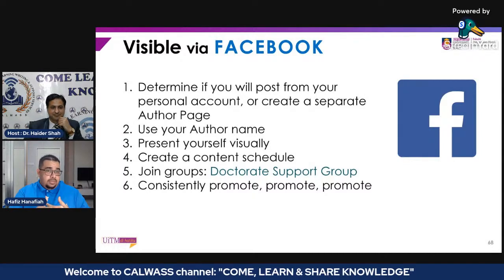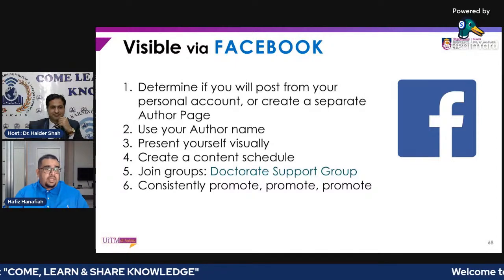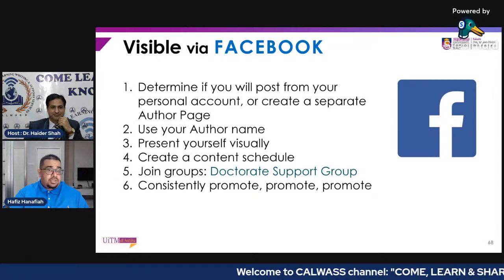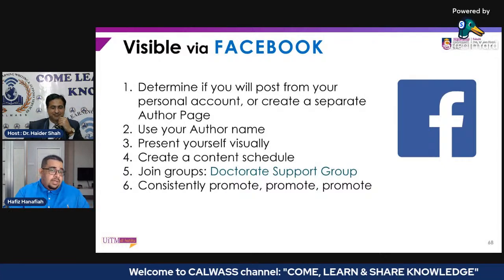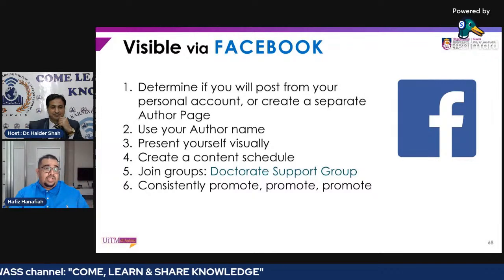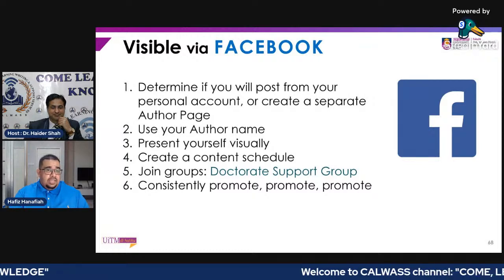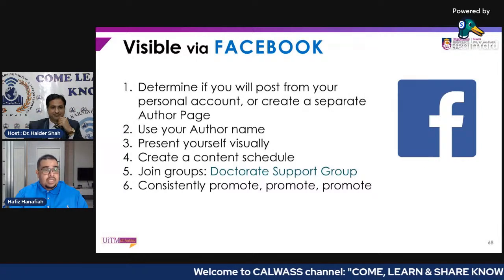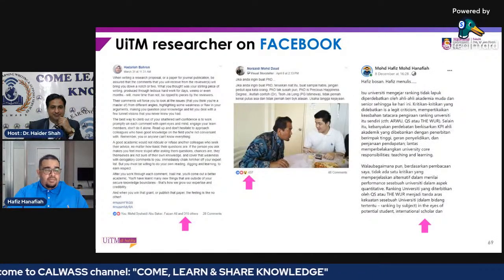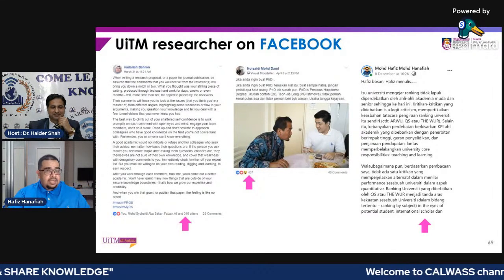The reason is because the members are spread around the world. So perhaps my university doesn't subscribe to that particular repository, but friends from Edinburgh, friends from the University of Florida, who have access to it, can download it and share it with me. So you can see how easy it is if you are participating in these social networking platforms. And these are examples of myself and my colleagues who share scholarly insight on Facebook.